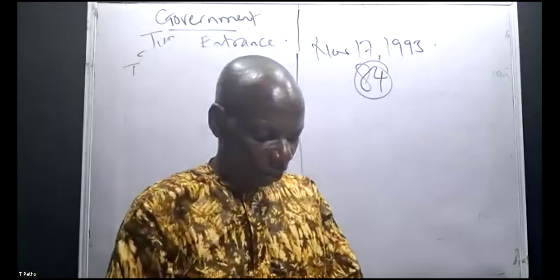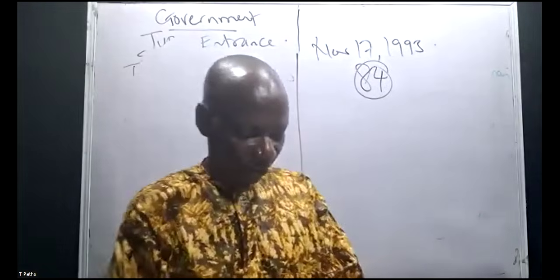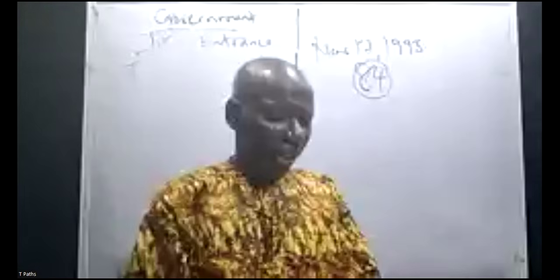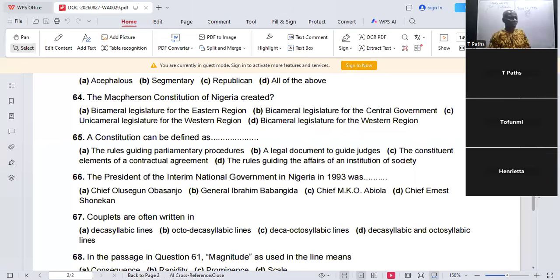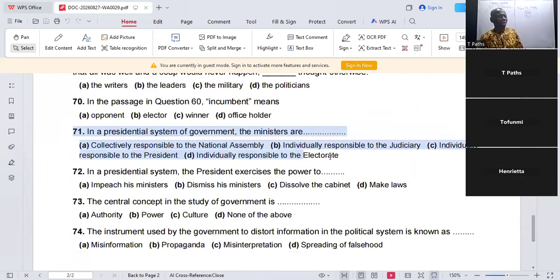Now let's look at another one. 71. In a presidential system of government, the ministers are dash. If we cast our mind back, under parliamentary system of government we said that the ministers are collectively responsible to the parliament. If any minister does anything wrong, it will affect the whole cabinet, meaning there is collective responsibility. You cannot apportion blame to one individual. Unlike the presidential system, the ministers are accountable to the presidency. If any minister does anything wrong, they can remove or redeploy him to another ministry.